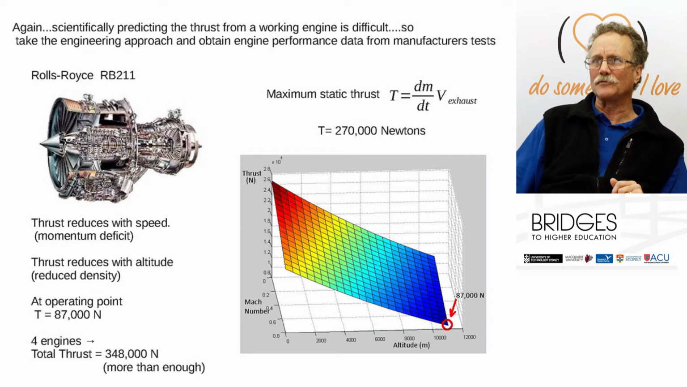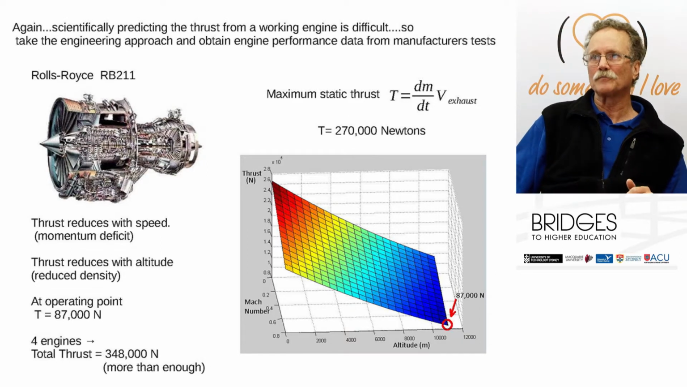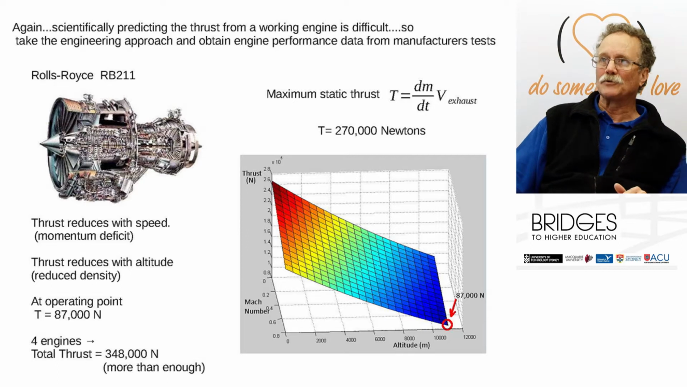Very tricky to scientifically predict what's going on, so again we'll go back and rely on manufacturer's data, engine testing. So this, for example, is the Rolls-Royce RB211, one of the most up-to-date, most efficient turbofan engines used on jumbo jets. The maximum static thrust it produces, so that's the basic Newton solution, is 270,000 newtons. Now that seems good, because remember, that's about the same as the drag, and we've got 4 of these, not just one of them, so we could say the thrust on the aircraft is 4 times that.